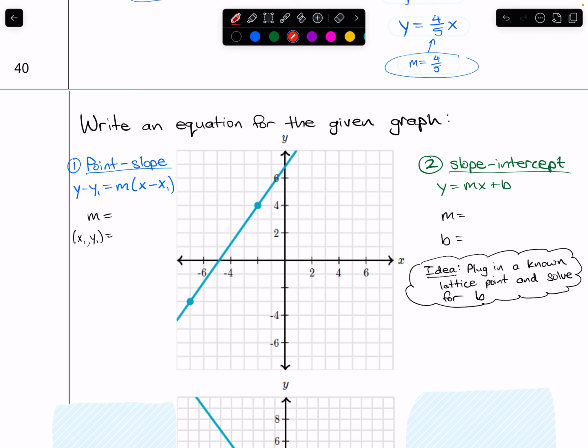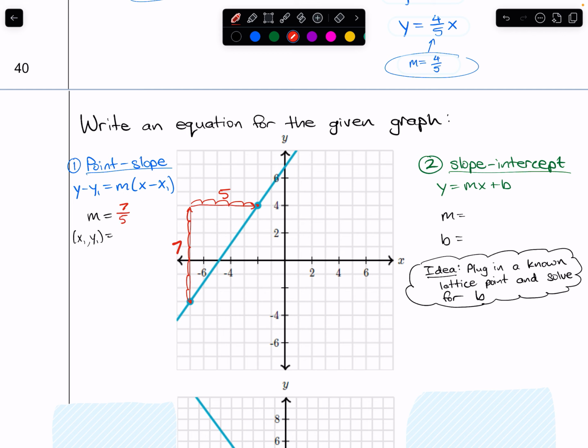Looking at our graph, I can see that there's lattice points here, so we can check the rise and the run, or draw our slope triangle to find the slopes. That's 1, 2, 3, 4, 5, 6, 7. It went up 7, so that's positive. And it went to the right, 1, 2, 3, 4, 5. That's also positive, so our slope is the rise over run, 7/5.